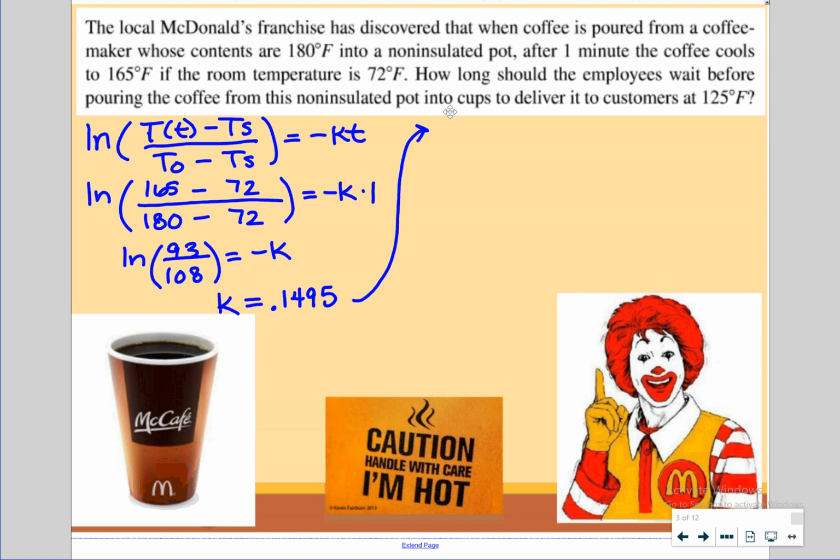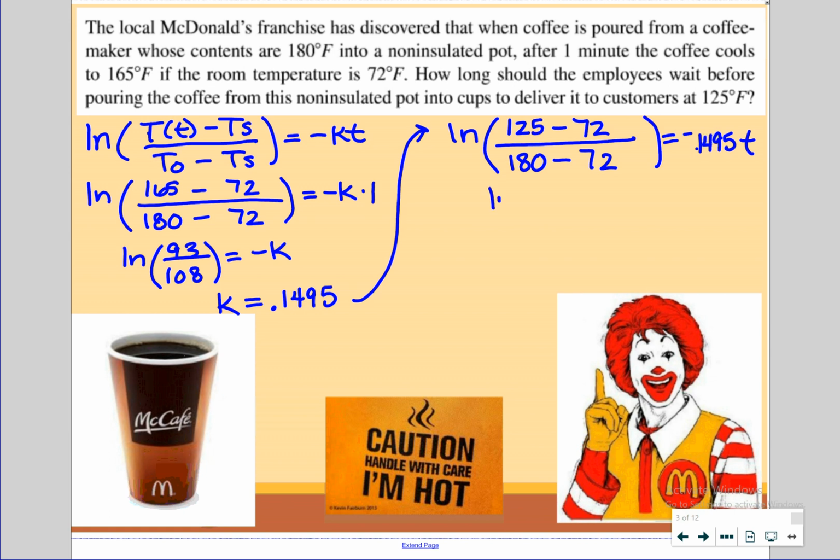All right, so now we're going to use the formula one more time to solve for what we're actually looking for. Certain things will never change. What's never going to change is your starting temperature, 180, and your room temperature. Now I know what K is, so I'm going to put negative 0.1495. And now your variable is going to be, what are we solving for here? It said, how long should employees wait to deliver it to customers at 125 degrees? So we're solving for the time, little t, when the temperature is going to reach 125. Again, that's my pair that goes together.